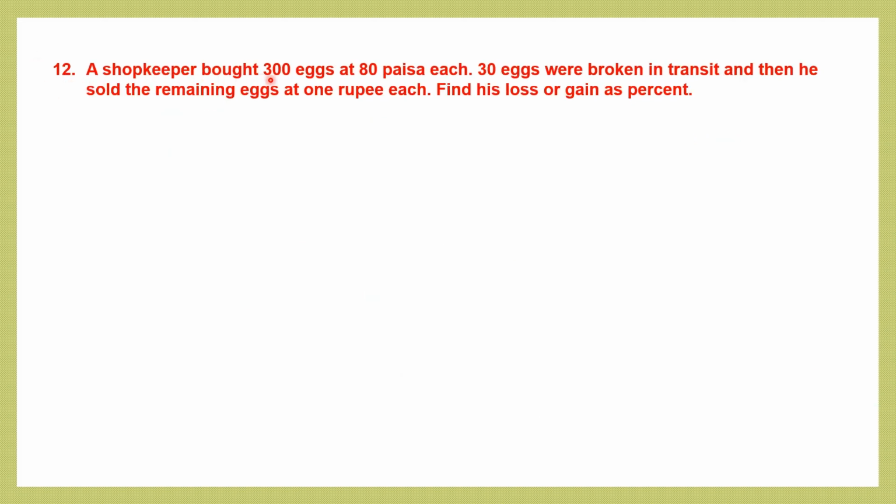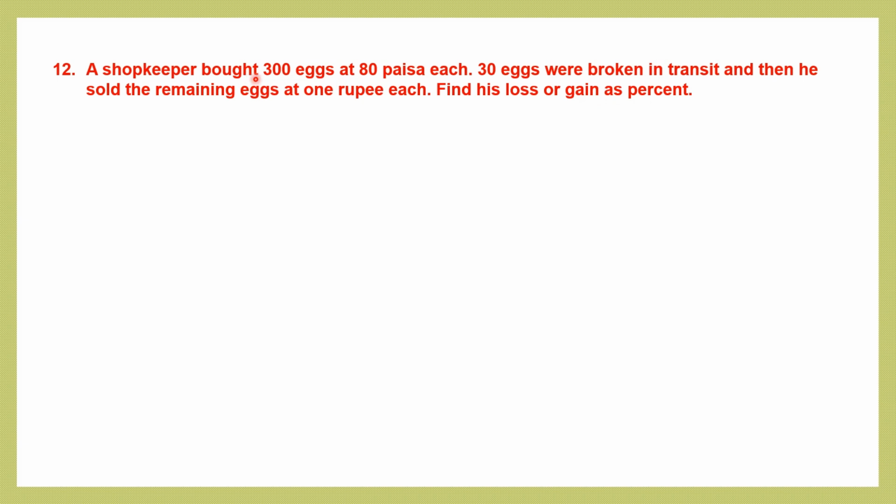Question 12. A shopkeeper bought 300 eggs at 80 paisa each. 30 eggs were broken in transit. That means as the eggs were being moved from one place to another, 30 eggs broke. And then the remaining eggs he sold at 1 rupee each. Find his loss or gain as percent.